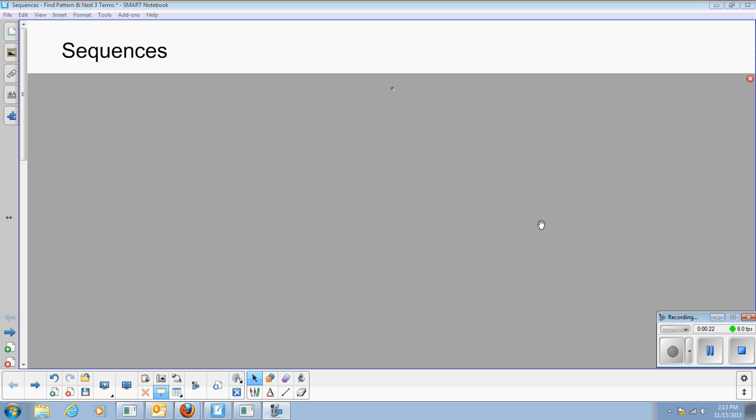Once we reach the equation work, we're going to relate that to our work further on when we get to things called slope and slope-intercept form. But it all starts with sequences.